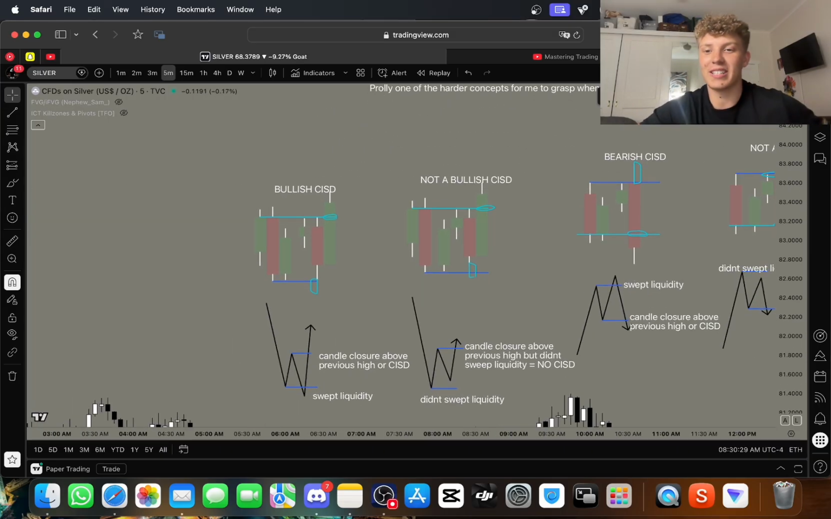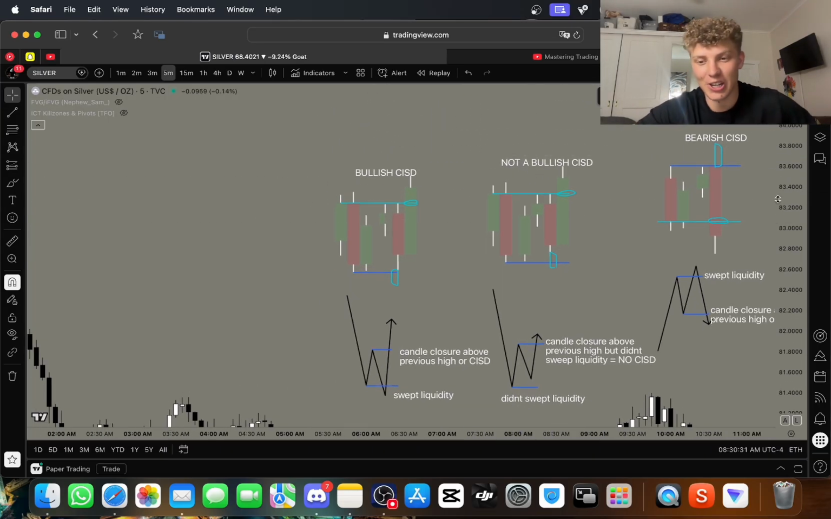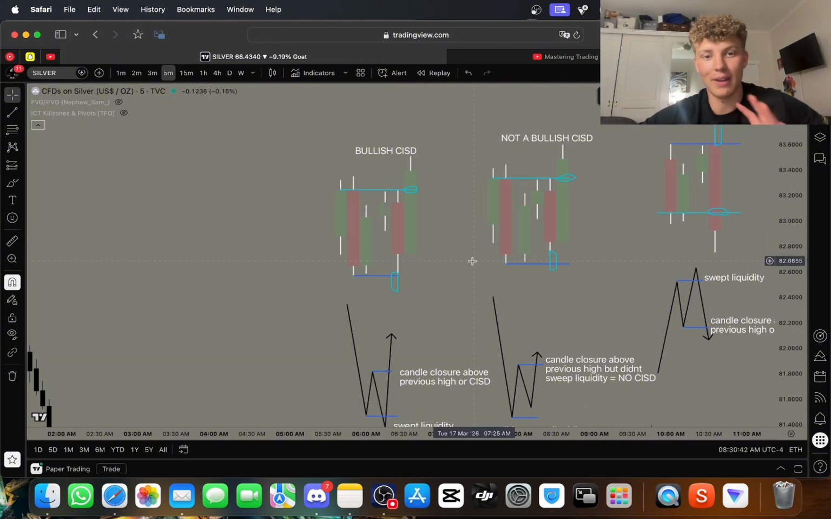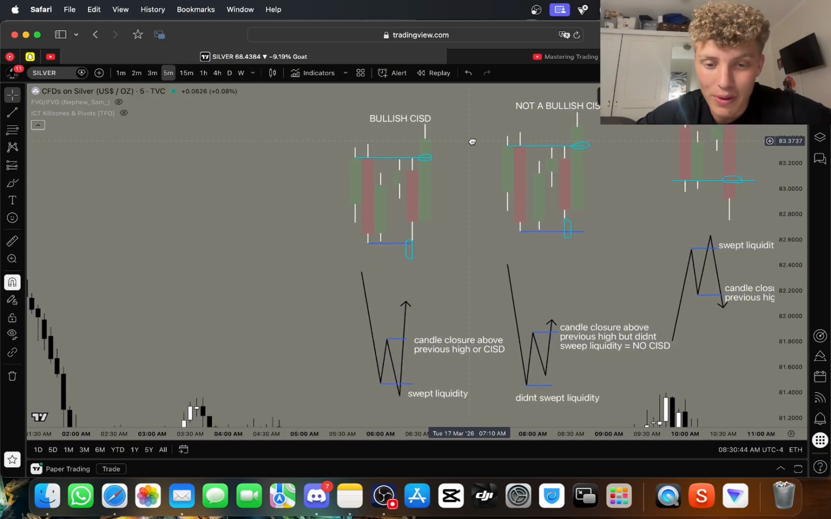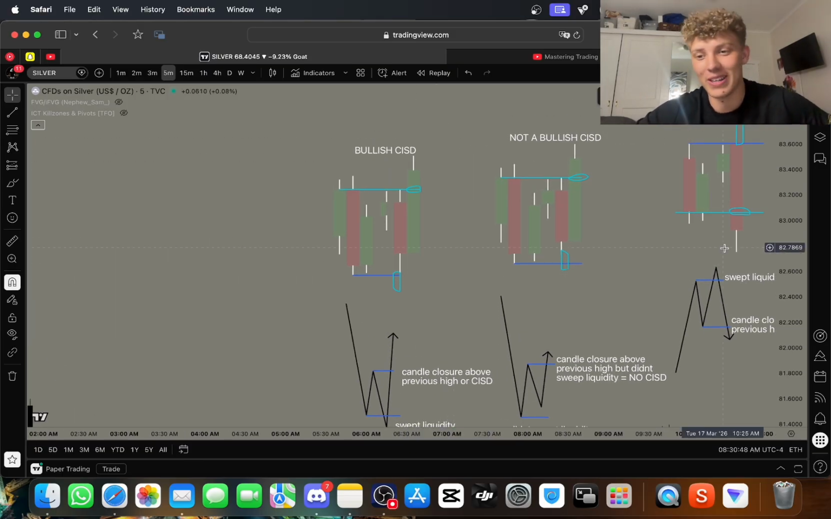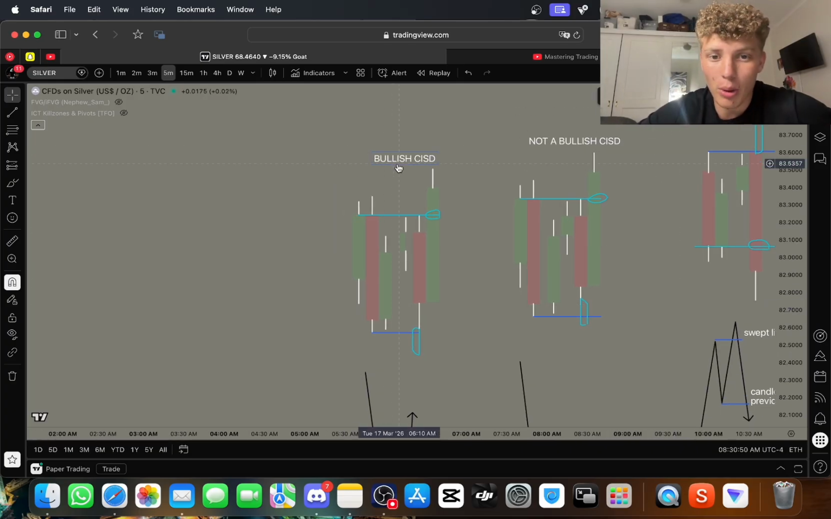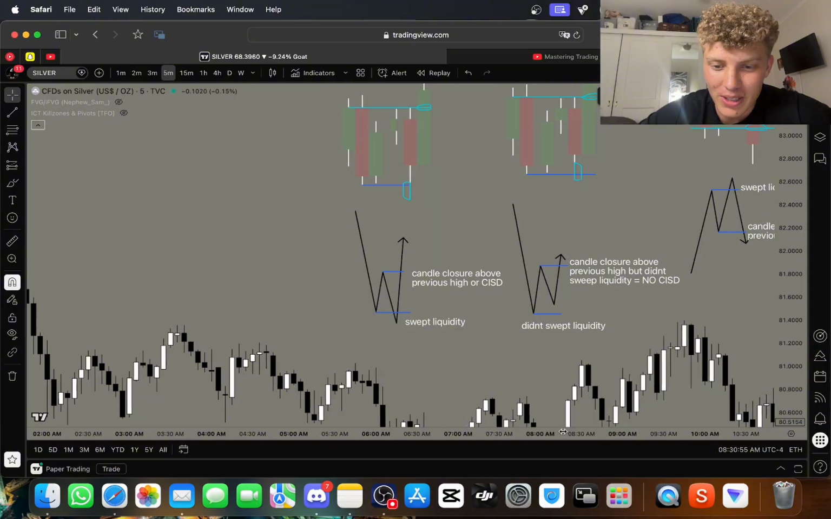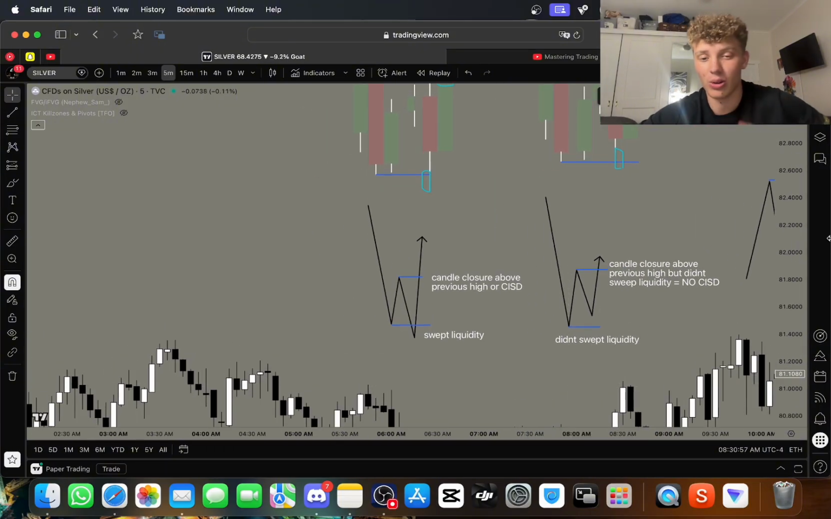So what is a CISD? A CISD is a change in state of delivery. So we are changing the state of delivery in which the price is moving on the chart. So how would you see this? This is going to be diving straight into it. But a bullish CISD, let's show you with the lines first, because this will make a lot more sense than just having a look at candlesticks.